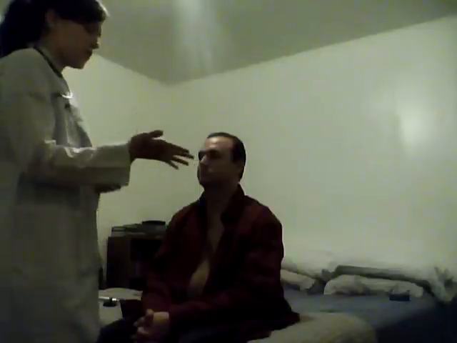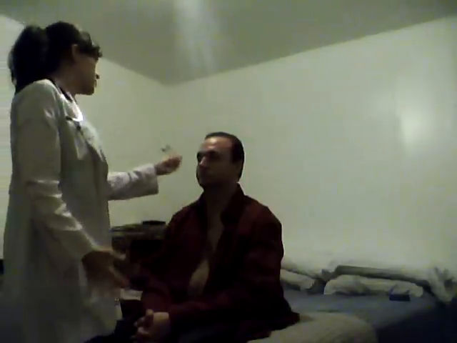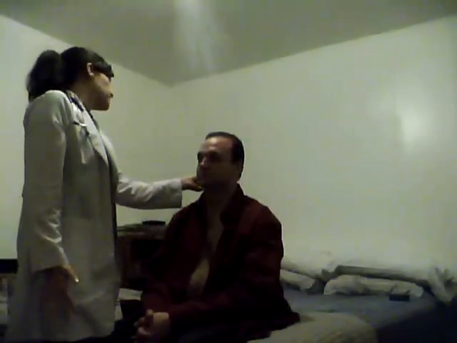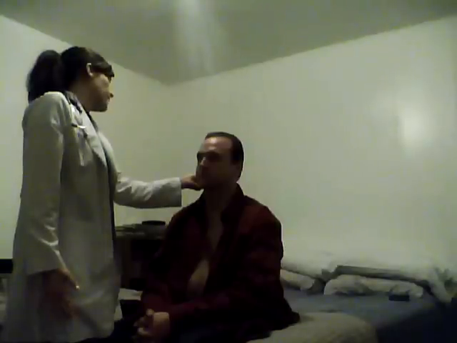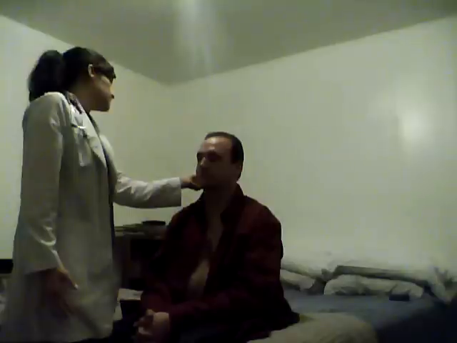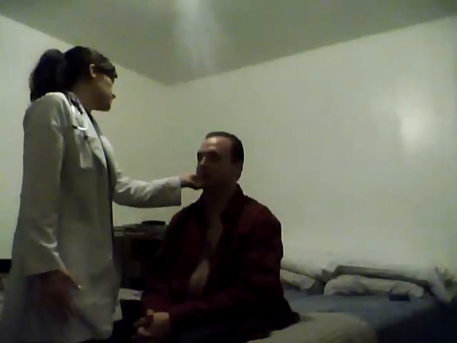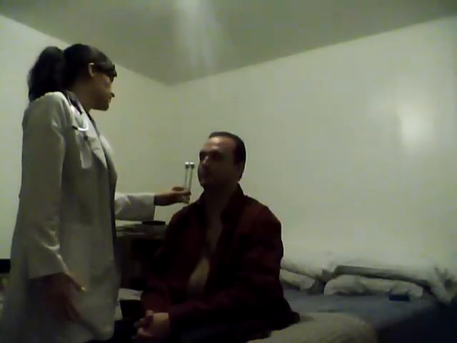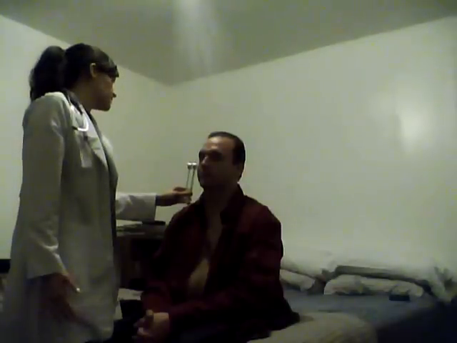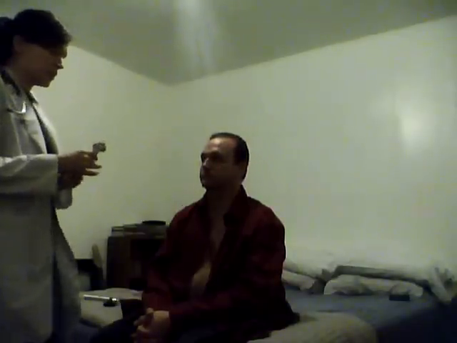Next I'm going to do the tuning fork. You're going to strike the tuning fork, do the Rinne test. You place it at the mastoid bone. Let me know when you can't hear that. You can still hear it. So, that's just testing air conduction versus bone conduction. Air conduction should be greater than bone conduction.